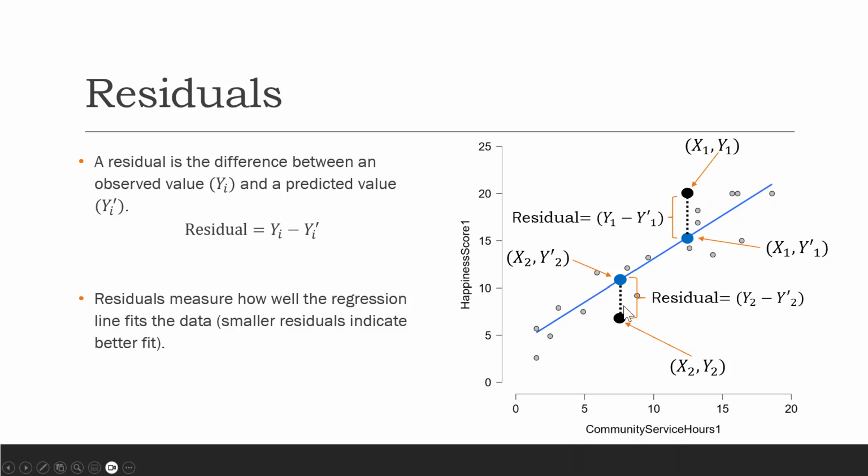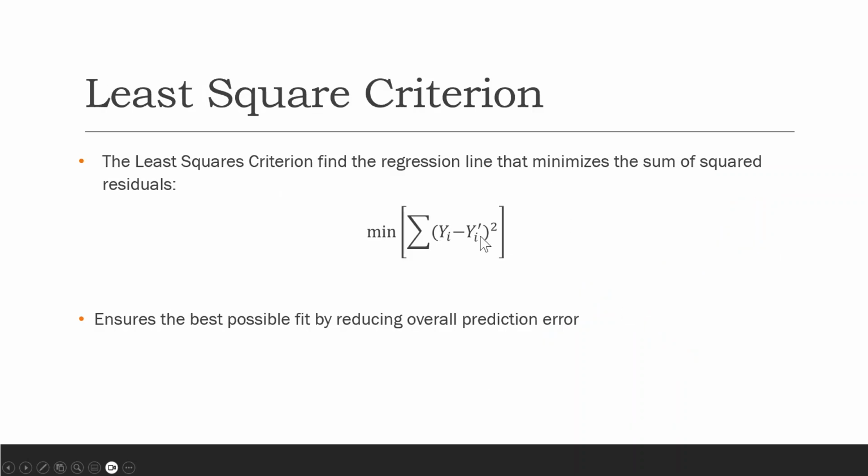So when we look at the least squares criterion, we're minimizing the sum of the squared residuals. So I'm going to go to each residual, square them, add them all up, and we're going to pick the line where that sum is a minimum. This is going to ensure that we get the line of best fit. It actually reduces our overall prediction error.